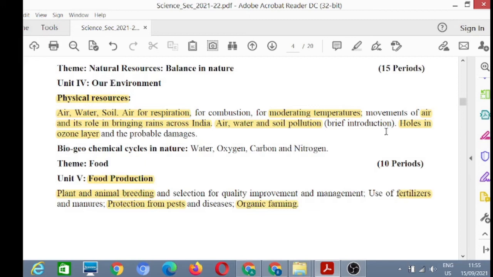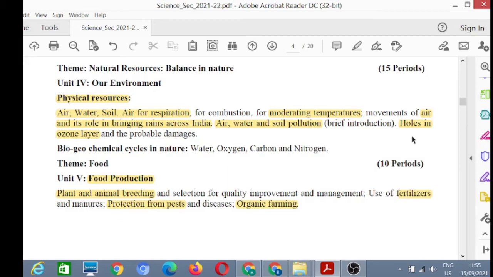Then movement of air and its role in bringing rains. Without movement of air, there will be no rain. So, next is air, water, and soil pollution. This is a very important topic. Pollution. Environment studies are basically taught due to pollution, increasing level of pollution.